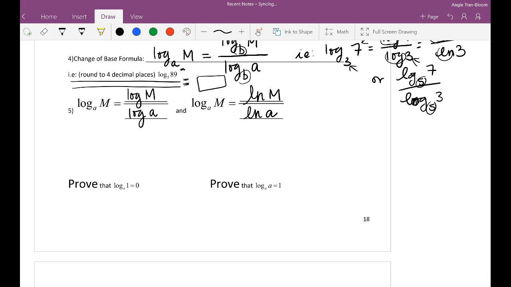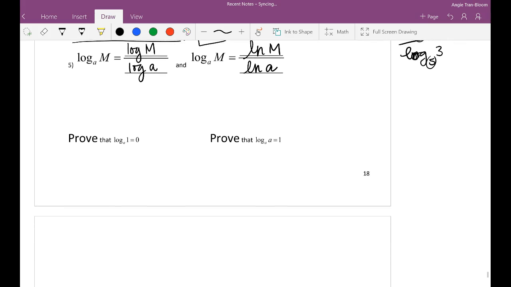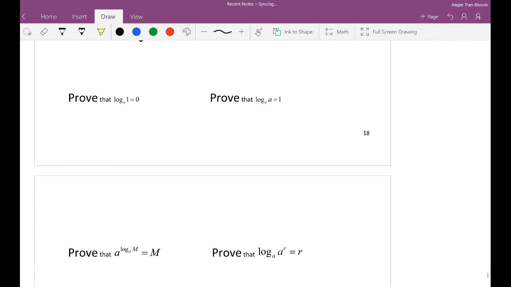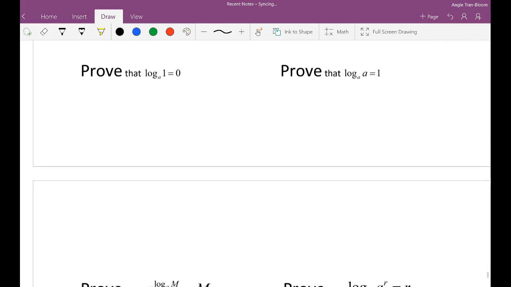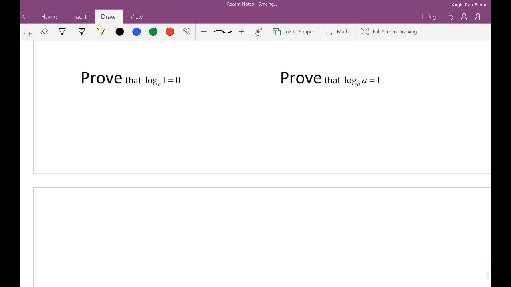The next few questions are asking us to prove. Make sure you are listening and paying attention because it's really important that you understand why, after this, we would just use it. But for this particular video, we're going to see why it's always true. So prove that log base A of 1, that means any base at all, it can be base 2 of 1, base 10 of 1, base 11 of 1, is going to be 0.